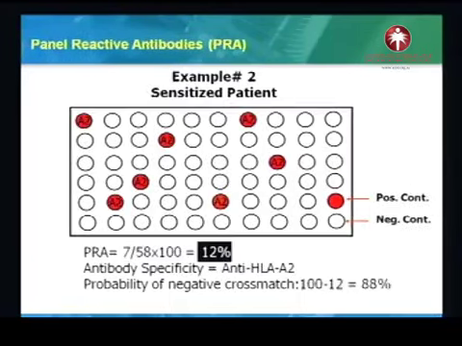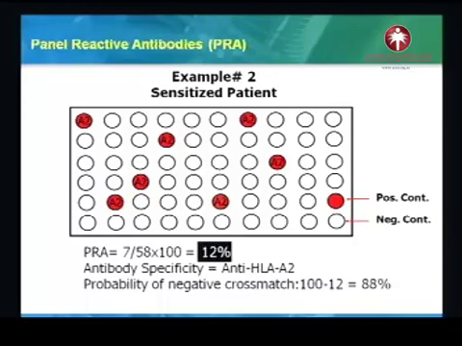If we take another example of someone who is sensitized, and we do exactly the same procedure, and we read it under a microscope, we score according to certain criteria set by the accreditation agency. And in this example, we find 7 wells that are positive. And to calculate the PRA, we divide 7 by 58. We have here 60 wells minus 2 we used for control. So 7 over 58 times 100. The PRA of this patient is 12%.